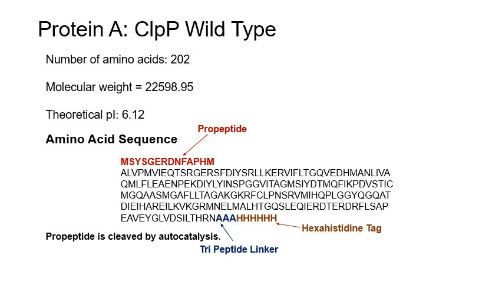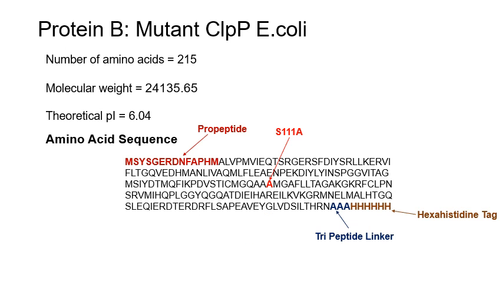In the case of protein A, it consists of 202 amino acids with a tripeptide linker and hexahistidine tag, where the propeptide is cleaved. In the case of the mutant, it is composed of 215 amino acids, which includes the sequence of a 14 amino acid propeptide, and it has a molecular weight of 24135.65, with the number of amino acids being 215 and a pI of 6.04.